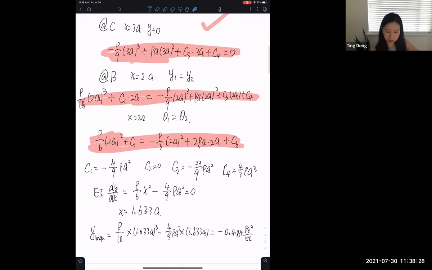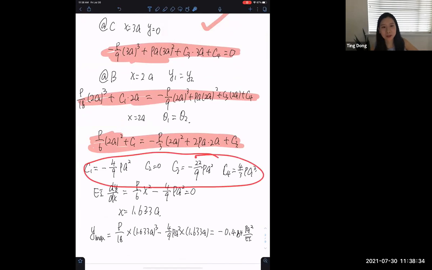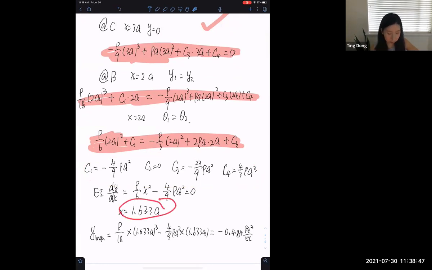And so I think the most complicated part of this problem is the calculation part. Use the 4 equations to calculate C1, C2, C3, C4. It is doable, but it takes some time. And once we have C1, C2, C3, C4, to find the maximum deflection, you set the slope equal to 0, solve for the point, and then plug into the y equation. That is the maximum deflection point, maximum deflection.